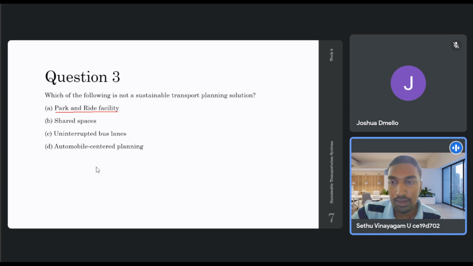So automobile centered planning means, for example, if you are going to plan your systems focusing on automobiles, like designing it for people who will be using automobiles or cars more.